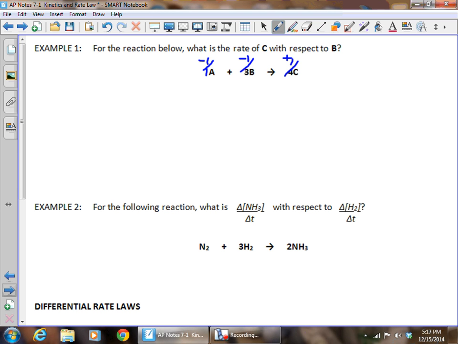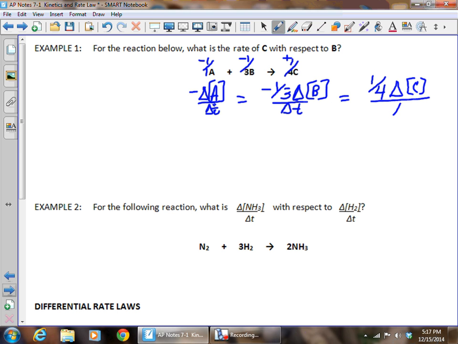So we could say that the negative rate of change of A, change in concentration over change in time, is equal to negative 1/3 of the rate of change in B. And it's probably a good idea to go ahead and put brackets around these just to indicate that we're talking about concentration. And I really should have had a delta in front of that B. So let's do that really quick. Rate of change in B. And that's equal to positive 1/4 of the change in concentration of C per unit time, per change in time. So positive 1/4 the rate of change in C.